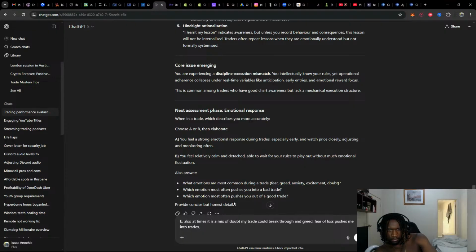Which emotion most often pushes you out of a good trade? Fear of loss pushes me out of a trade. Usually for both conditions, it is because volume seems to be slowing down.